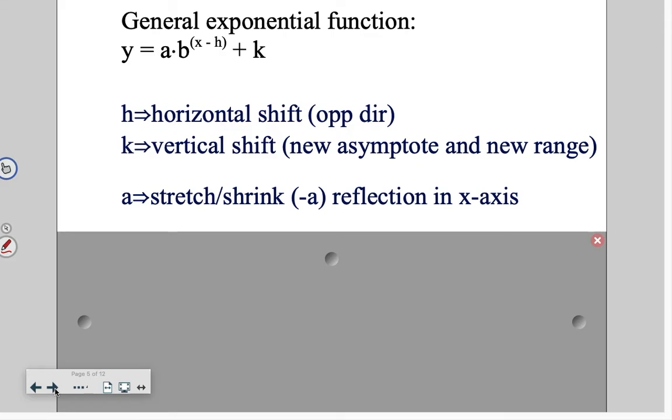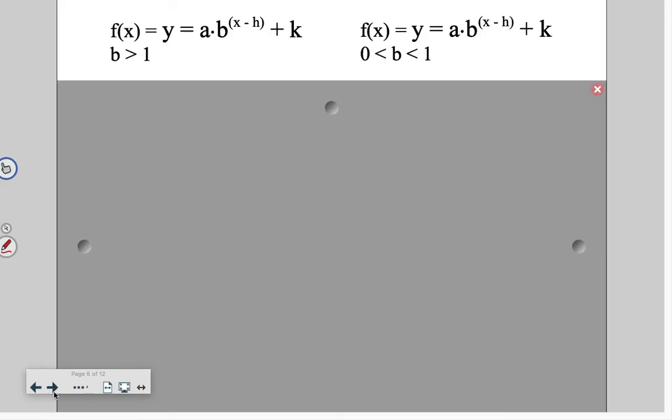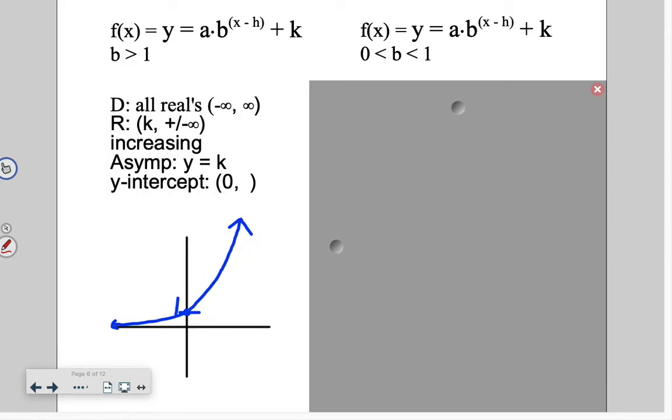Okay? Here's kind of a summary. So of all the things, and I put it in two different parts. So if b is greater than 1, that means we've got exponential growth. If b is between 0 and 1, the only difference here is you've got exponential decay. Here's kind of just a quick summary of what's going on. These are the things we're going to take a look at when we try to graph these. And you can just add this to your notes here.